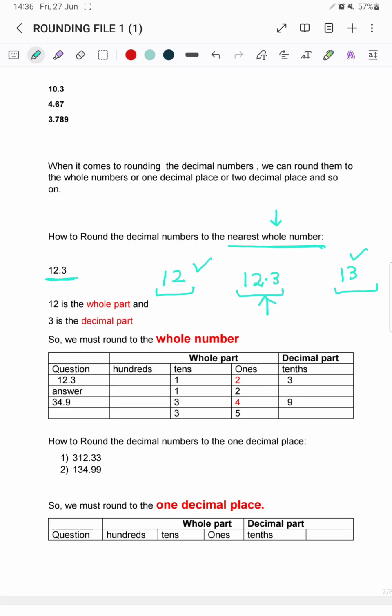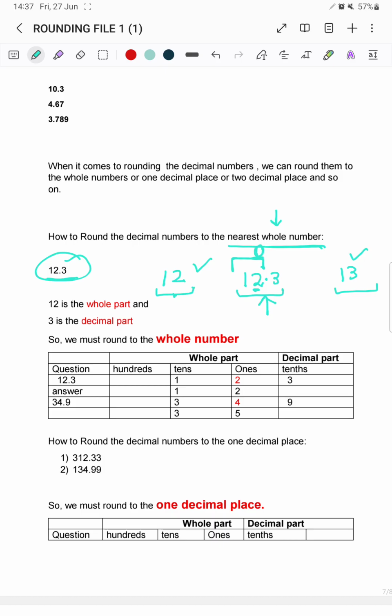We have to understand how to decide which one, 12 or 13, is the correct answer. Because the question is to round this decimal number to the nearest whole number, my answer will be either 12 or 13. Now how will we decide? The whole part of my number is 12, and its last digit is this 2, which is at the ones position.